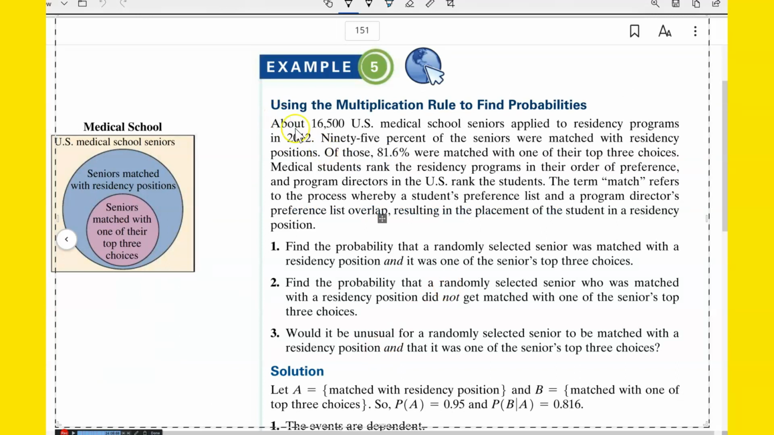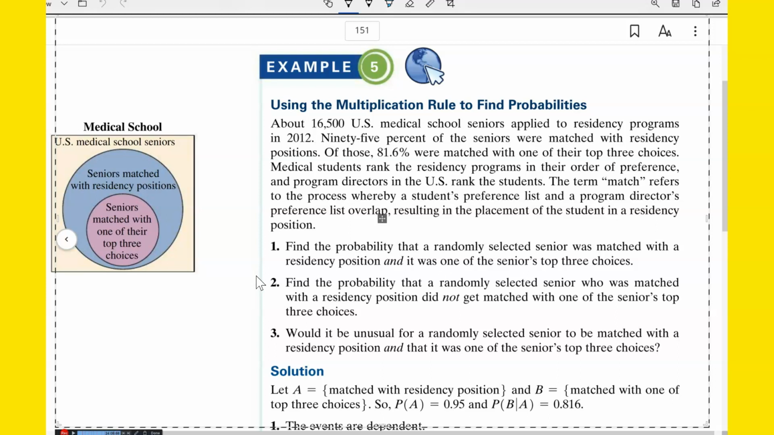All right, another example. About 16,500 U.S. medical school seniors applied to residency programs in 2012. 95% of the seniors were matched with the residency positions. Of those, 81.6% were matched with one of their top 3 choices. Medical students rank the residency programs in order of preference, and program directors in the U.S. rank the students. The term match refers to the process whereby a student's preference list and a program director's preference list overlap, resulting in the placement of the student in a residency position.